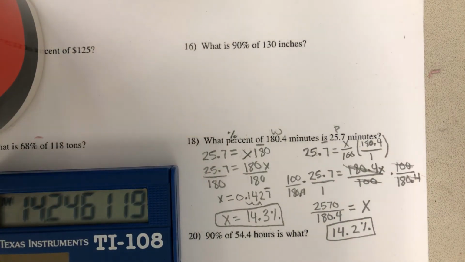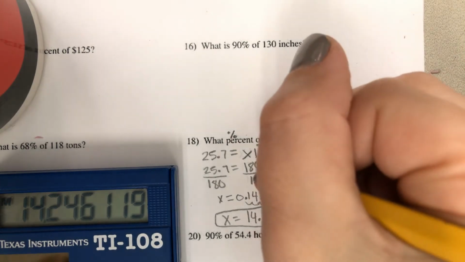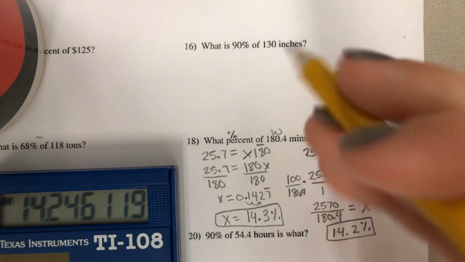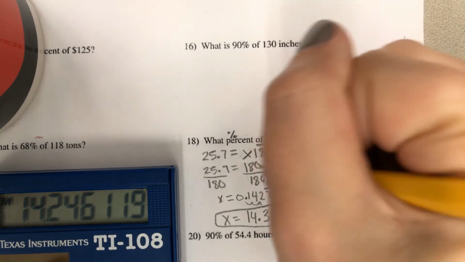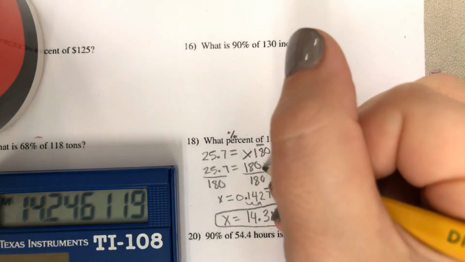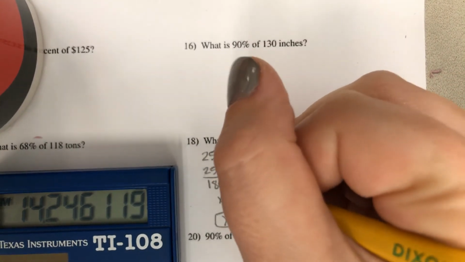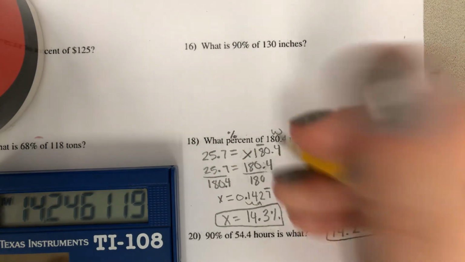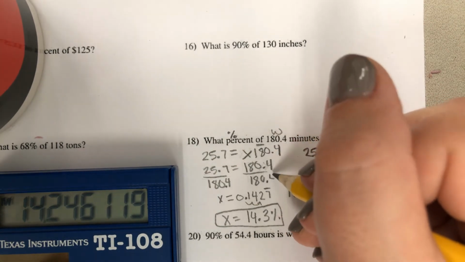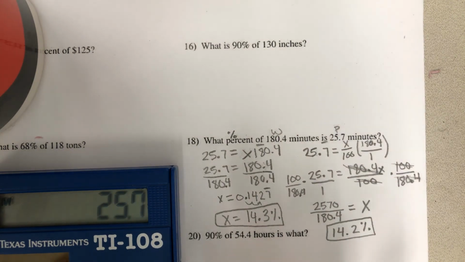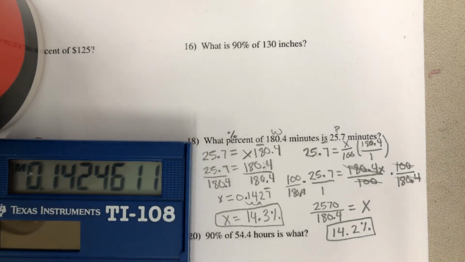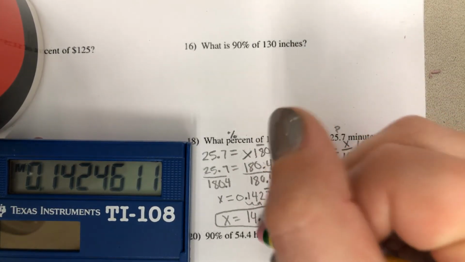So there is a little bit of difference in that answer. Oh, because I forgot the 0.4 on these. That's why there's a difference. So this would be a really good way, if you can do both, to help you check your answer as well. Okay, so 25.7 divided by 180.4 equals 14.24. Okay, so now it's the exact same number.